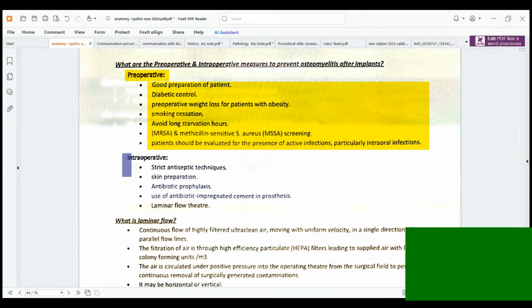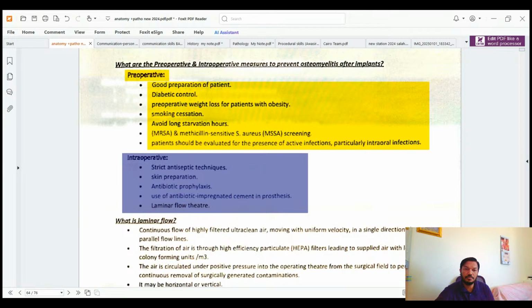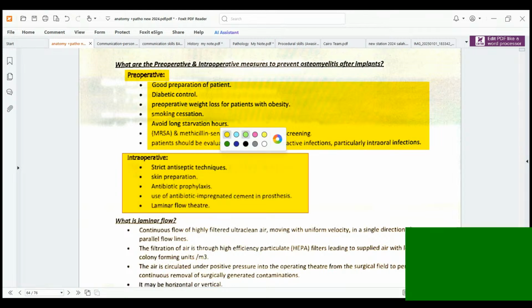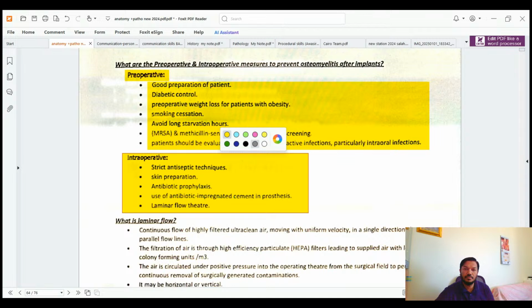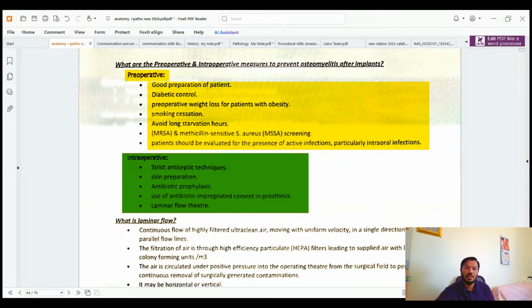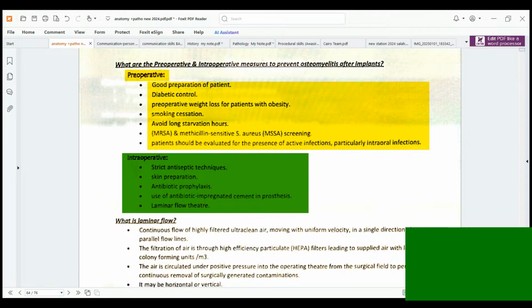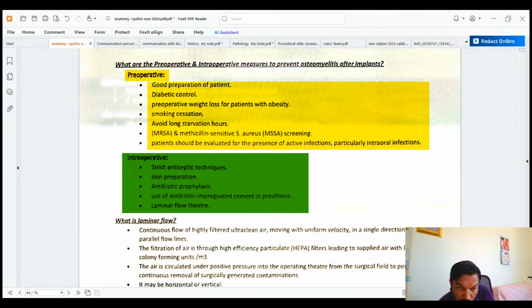Intraoperative: strict aseptic technique, skin preparation and prophylactic antibiotic, use of antibiotic impregnated cement in prosthesis, and laminar flow.